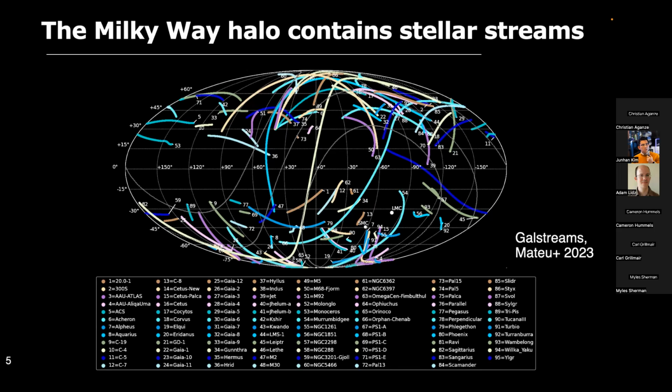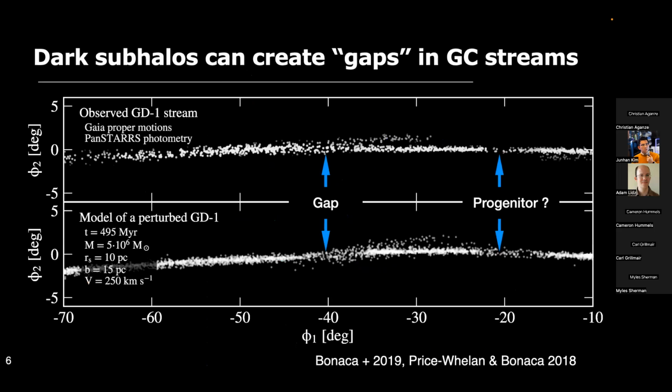These streams are really powerful probes for dark matter substructure because, as Gaia has shown, they have gaps in them, and these gaps can be caused by interaction with dark matter subhalos. This picture is taken from Bonaca 2019. These are Gaia data of the GD-1 stream. On the x-axis is the angle along the stream, and the same for the y-axis, so phi1 versus phi2.